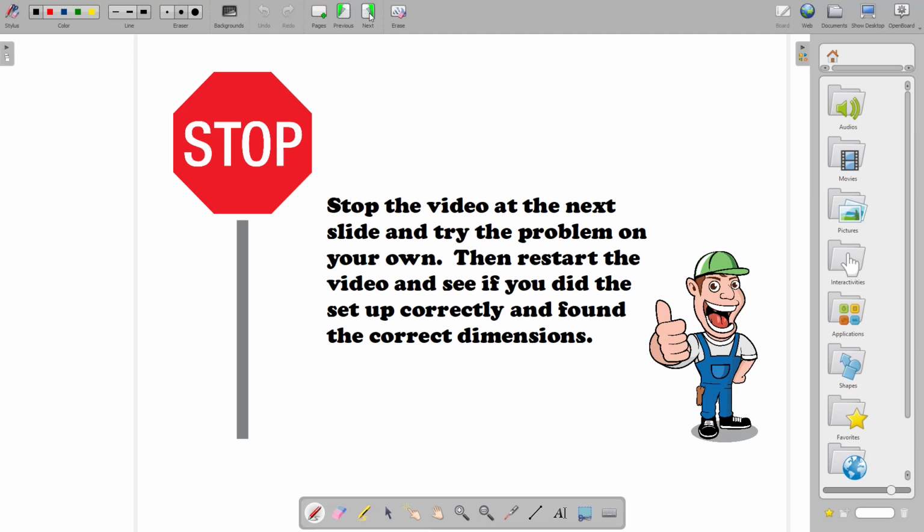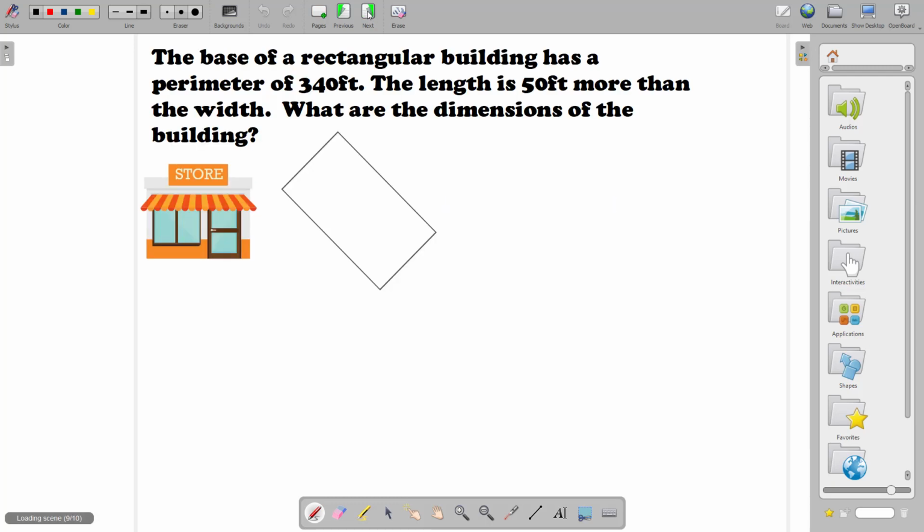Now I want you to stop the video on this next slide and try the problem on your own, and then see if you can set it up correctly, see if you can solve and get the correct answer. So stop the video here, come back when you have it completed, and I'll work the problem out for you. You can see if you got it correct.